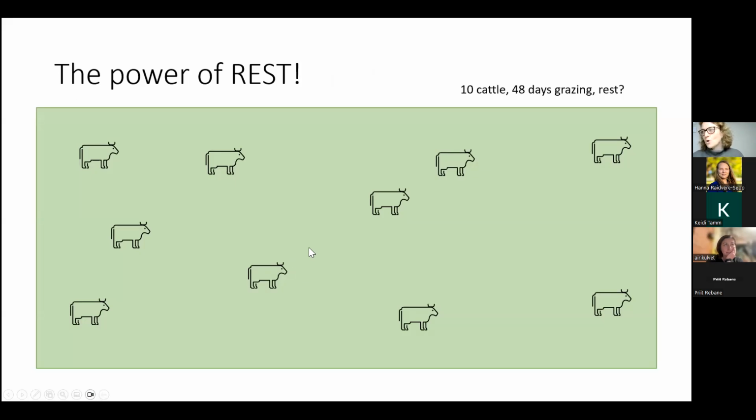So I want to give a quick worked example of the power of rest. Let's say I have a field and I've got 10 cows, and I've worked out that I can put my 10 cows in this field for 48 days. So I can just put them in there, shut the gate, and that's them for 48 days. At the end of that, I would have to take them somewhere else.